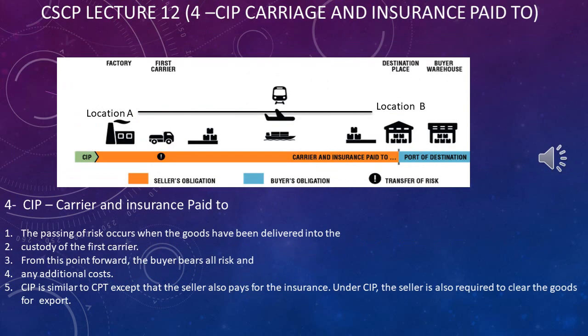Just go for the term number 4, that is called CIP, carriage and insurance paid to. It is the same as CPT in the last slide. The only difference is that in CPT, from A to B, the insurance cost was borne by the buyer. Now both costs, freight cost plus insurance cost, will be borne by the seller. So this is pretty easy, guys, so you can easily remember this one.